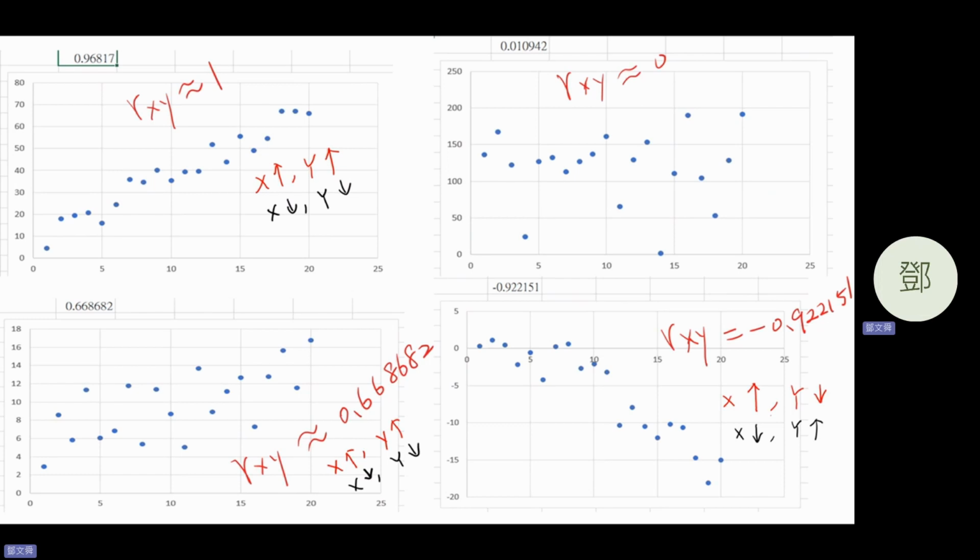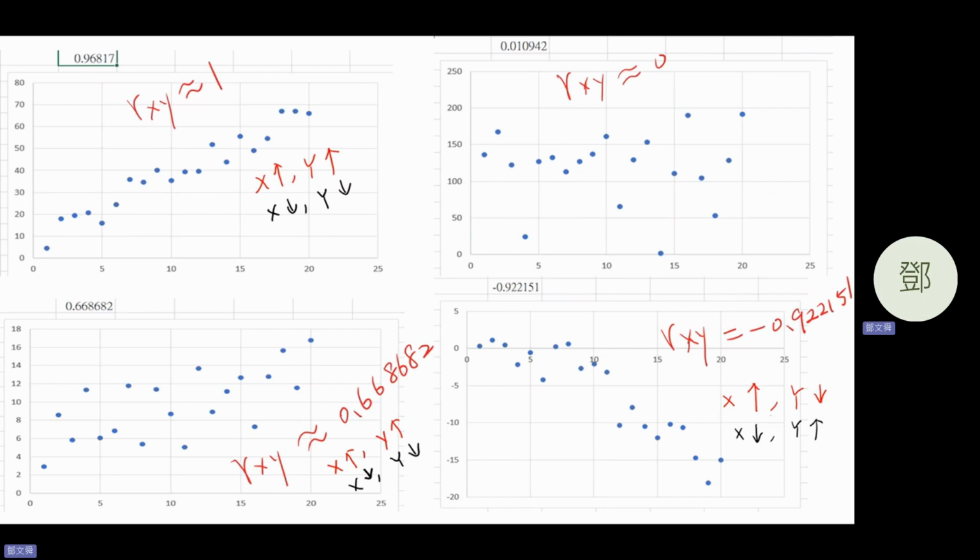Upper left and lower right, okay. And what about this one? No relation, because the sample correlation coefficient is 0.010942, which is very close to 0. And you see no association between X and Y.